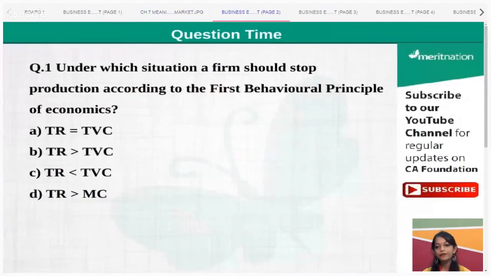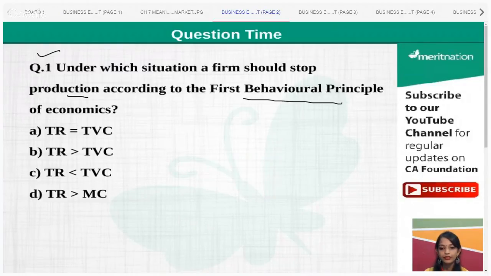The very first question for today, everyone, please focus. Under which situation should a firm stop production according to the first behavioral principle of economics? Ranjana, please answer the question, and after that we'll talk about other things. Come on, guys, I'm waiting for the answers.